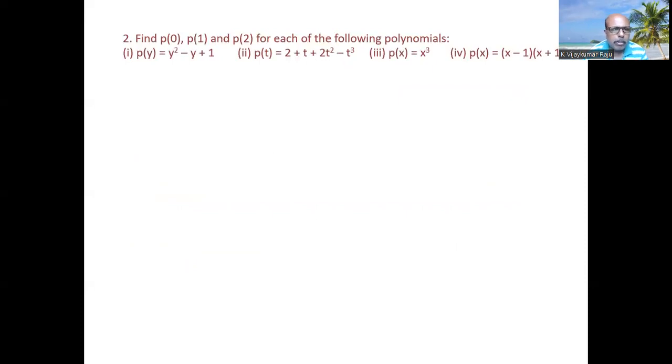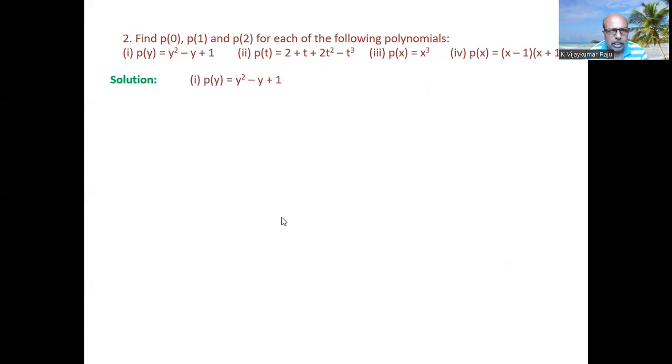See this question: p of 0, p of 1, p of 2. So p of 0 means he wants us to calculate the value of the polynomial at 0. We have to calculate the value of the polynomial at 1 and also the value of the polynomial at 2 for each of these polynomials. So let us take the first one. Let us start the solution. Let's take the first polynomial.